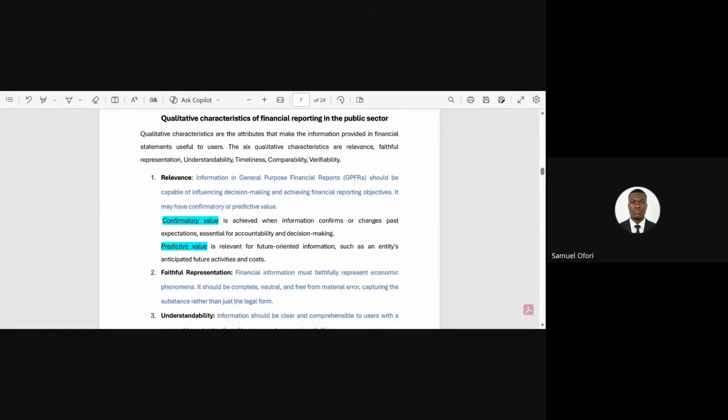So that's confirmatory. When information confirms or changes past expectations, it is essential for accountability and decision making. We have to be able to confirm our past expectations, what you were expecting, that this was being done. So we are going to confirm with the information provided in the financial report. When you confirm, you are able to make decisions and also ensure that people are accountable, to hold people accountable.